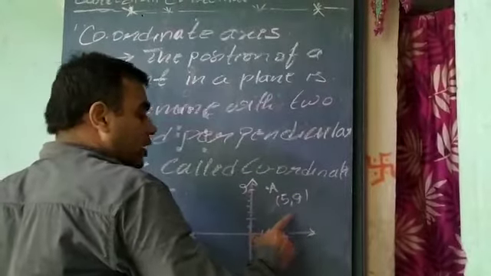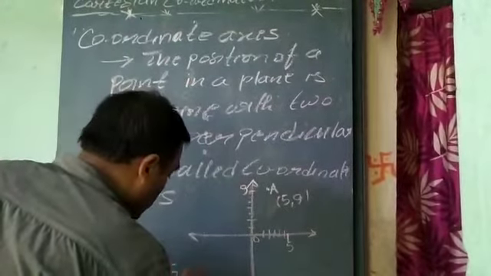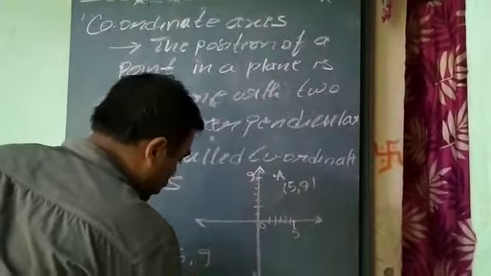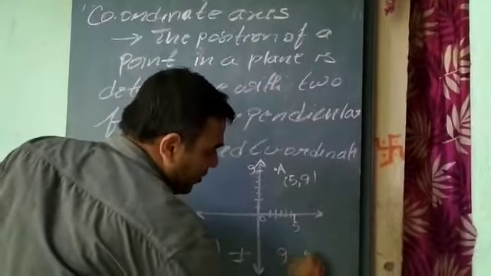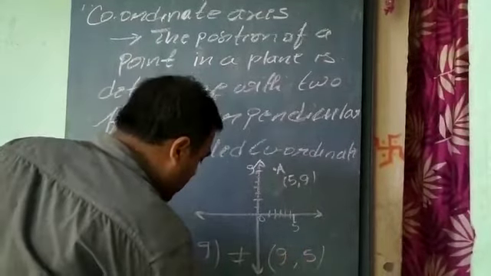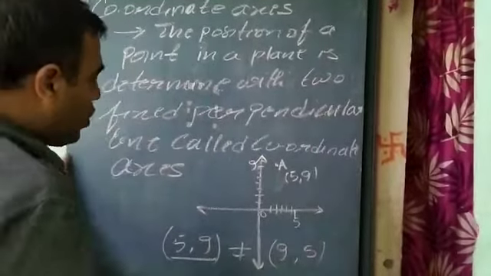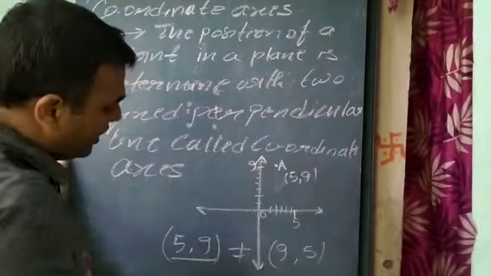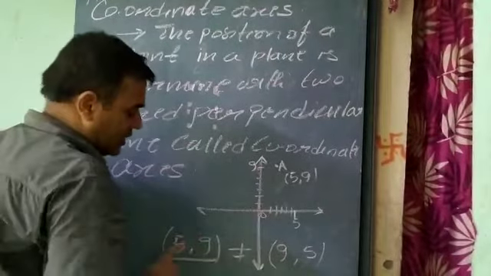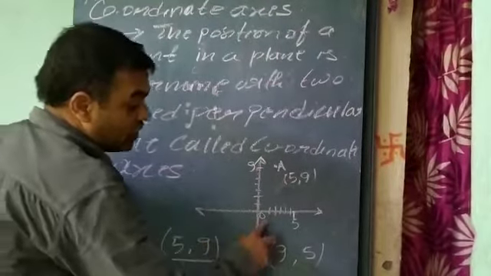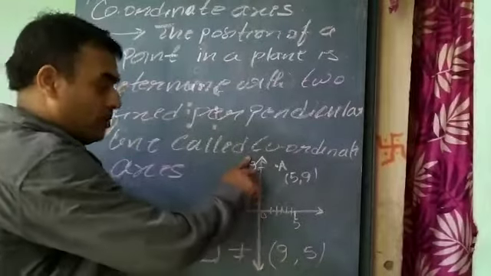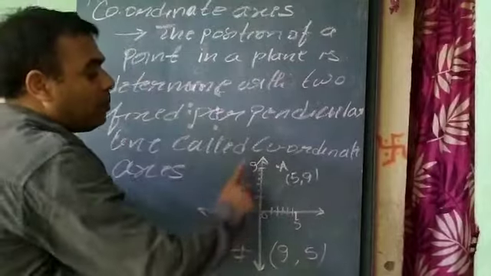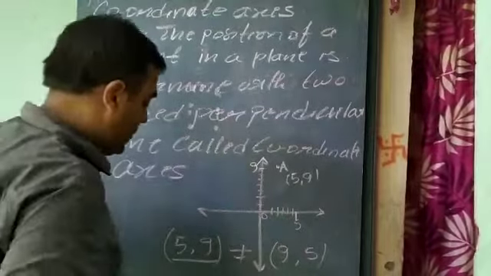5 and 9 is not equal to 9 and 5, so it is in order. The order is simply x and y, where x is the length and y is the breadth in a plane, on a paper.